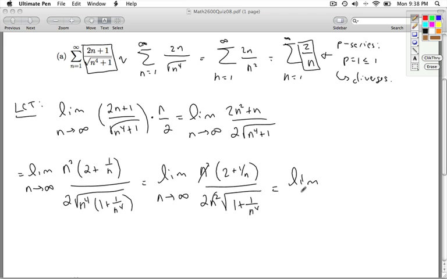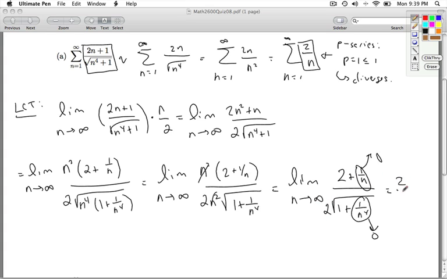And I'm left with the limit as n goes to infinity of 2 plus 1 over n divided by the square root of 1 plus 1 over n to the fourth. As n traipses off to infinity, the 1 over n goes to 0. 1 over n to the fourth goes to 0. I forgot my 2, which is still in there. And so I get 2 over 2, which is 1. Now what's important about 1?